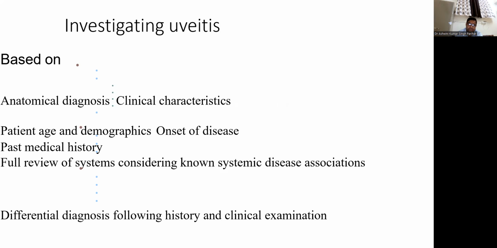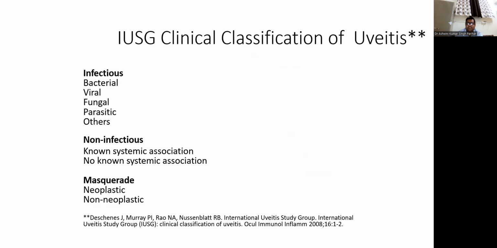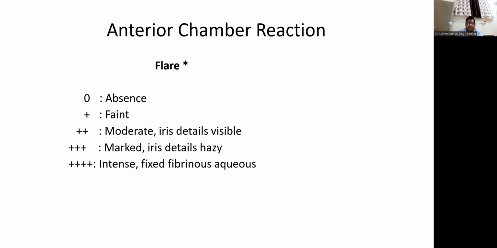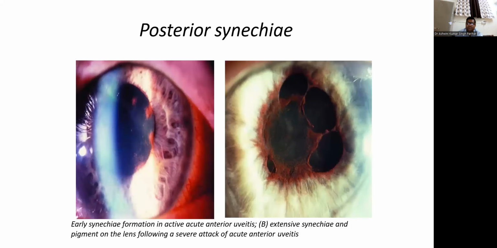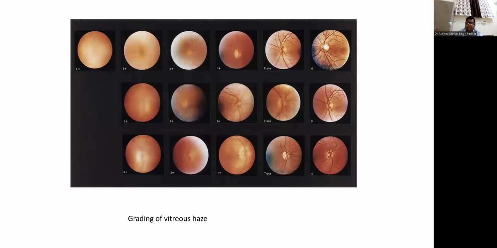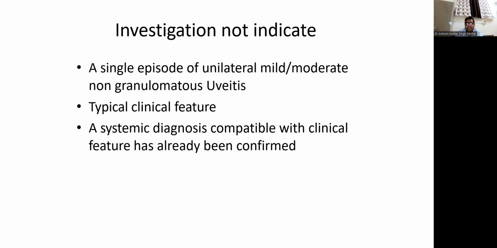Investigation, when to do, what to do, when not to do, all these things, the SUN classification, when you should do the investigation, you should know cells and flare. These are nodules, different types, synechiae, these are lens findings, which can have the cyclitic membrane, PSC, the reading for the vitreous, intraocular pressure fluctuation. These are the things which I mentioned, when investigations are indicated, when not indicated.